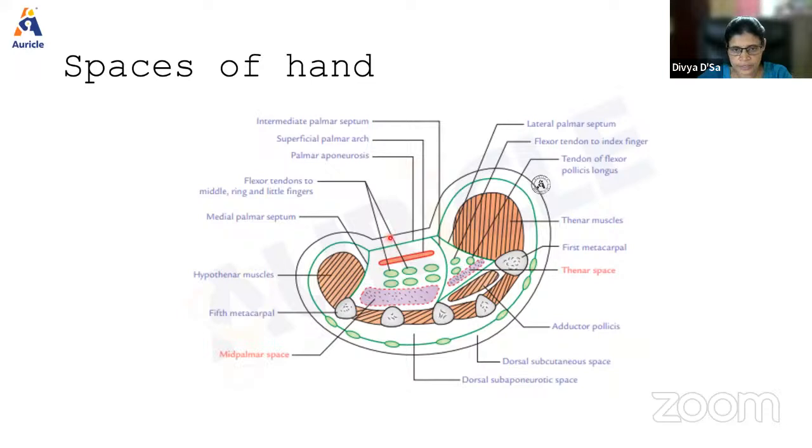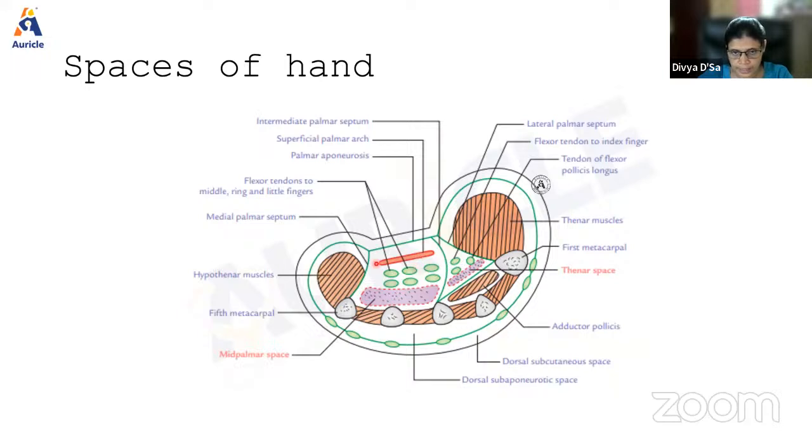We have the skin. Beneath that is the palmar aponeurosis. This is the superficial palmar arch. Then digital nerve and vessels. Beneath that will be the digital nerve supplying the 3.5 digits, the fingers.